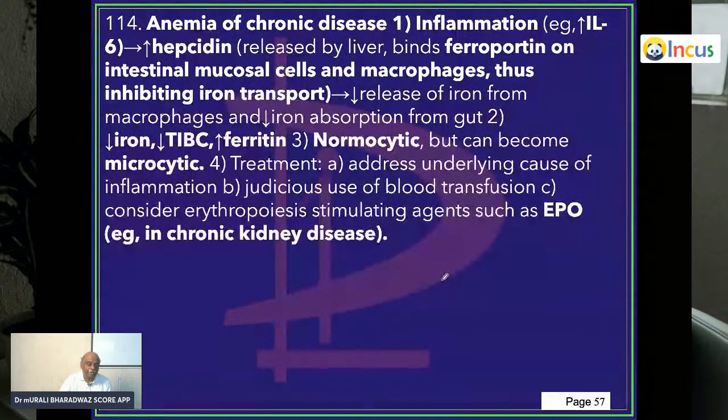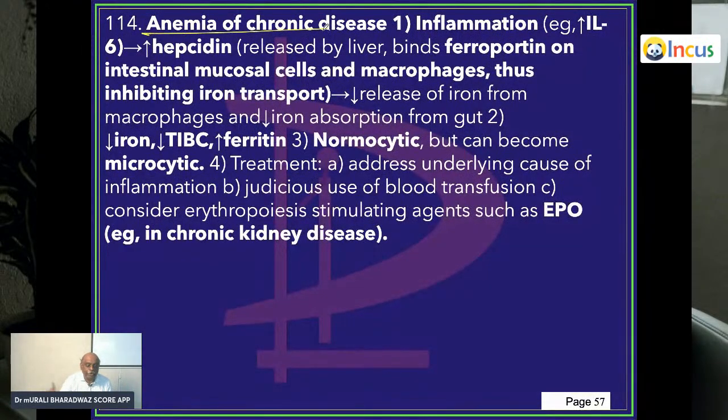Now comes anemia of chronic disease. Four points you need to know, doctor. Even if you are scratched before the exam, you must be able to recall them. Is my speed okay, or am I going slow? If I go too fast, you won't follow.